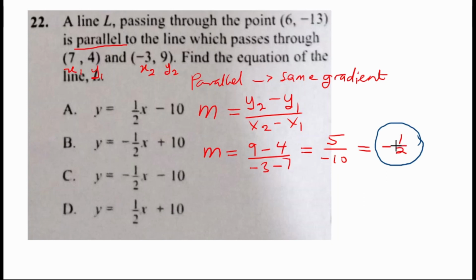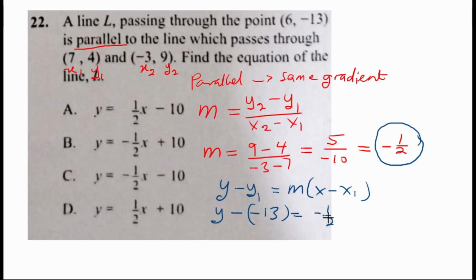Then we are going to substitute this -1/2 and the coordinate of this point into the point slope form of the equation of a straight line, which is y minus y1 equals m multiplying x minus x1, where y1 and x1 are the coordinates of the point and m is the slope or the gradient of the line. So let's substitute that quickly. So you're going to have y minus y1 is -13 equals slope is -1/2 multiplying x minus 6.